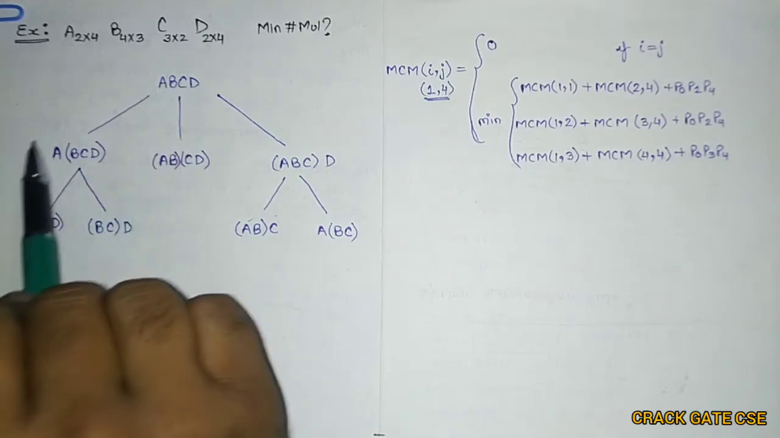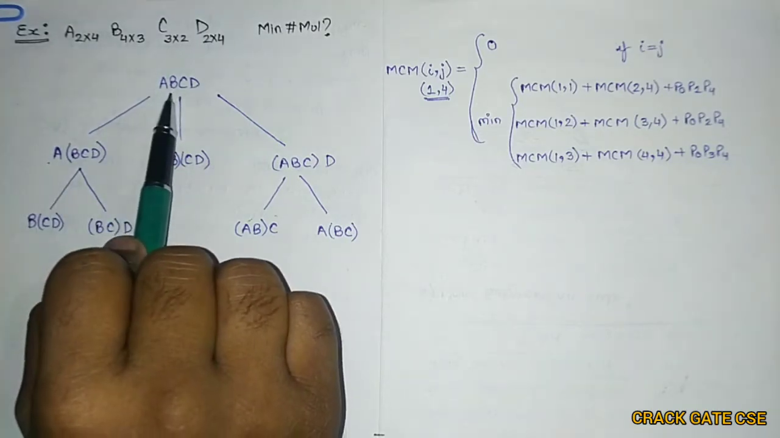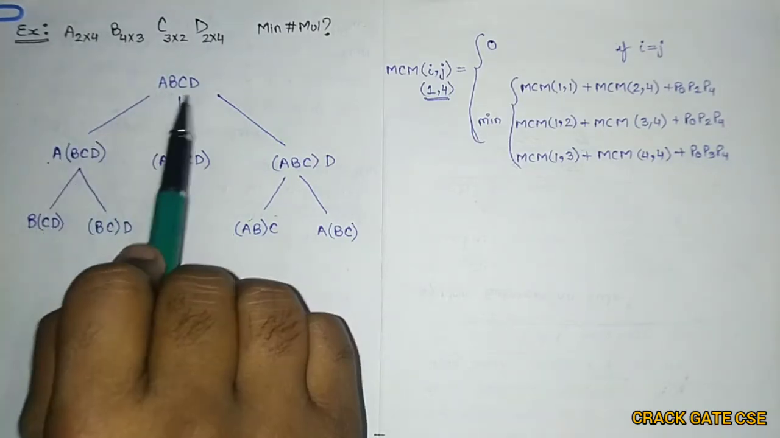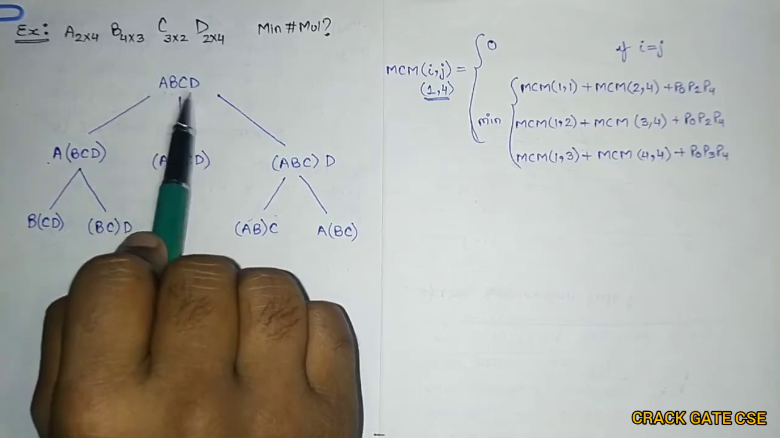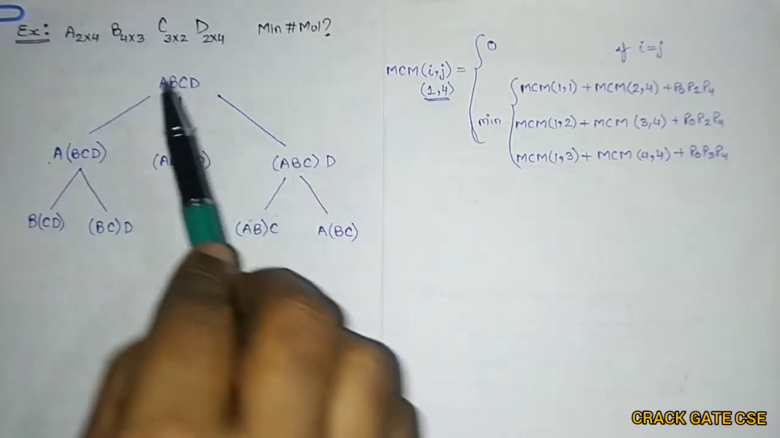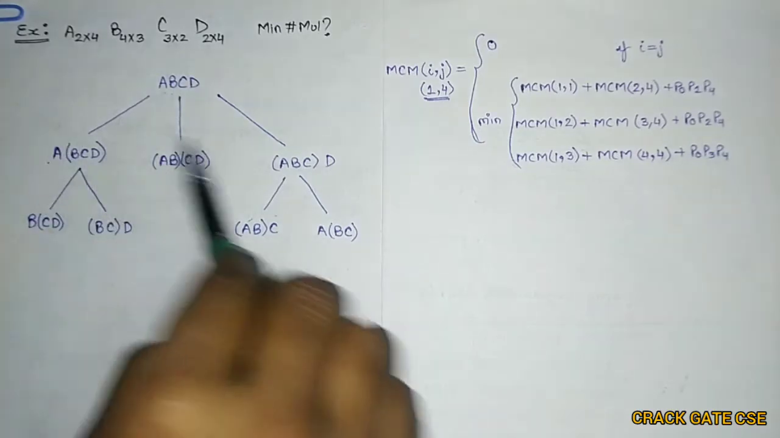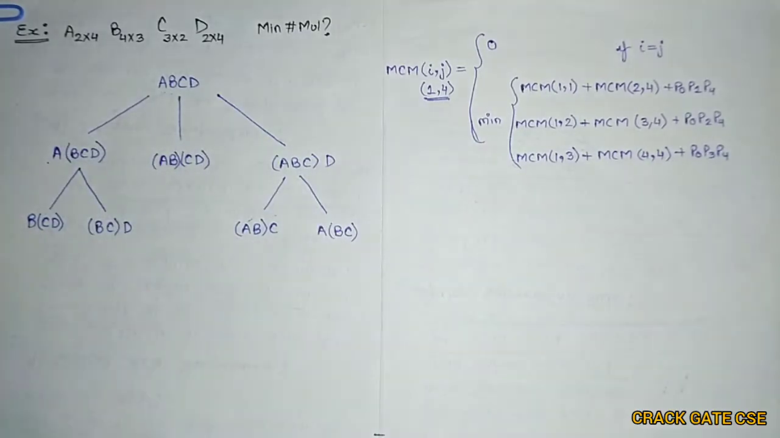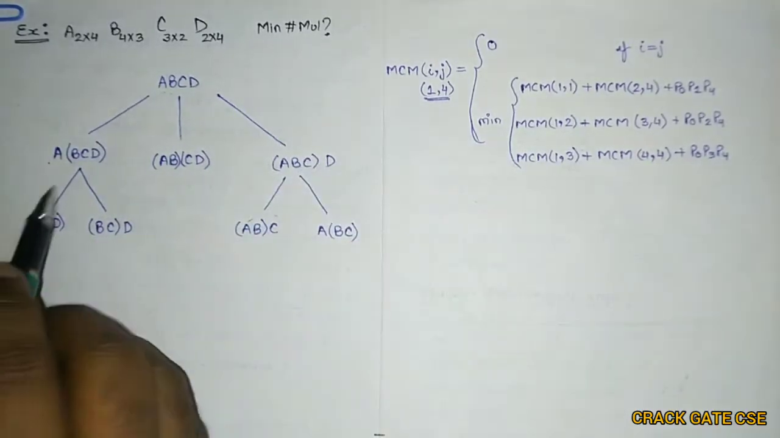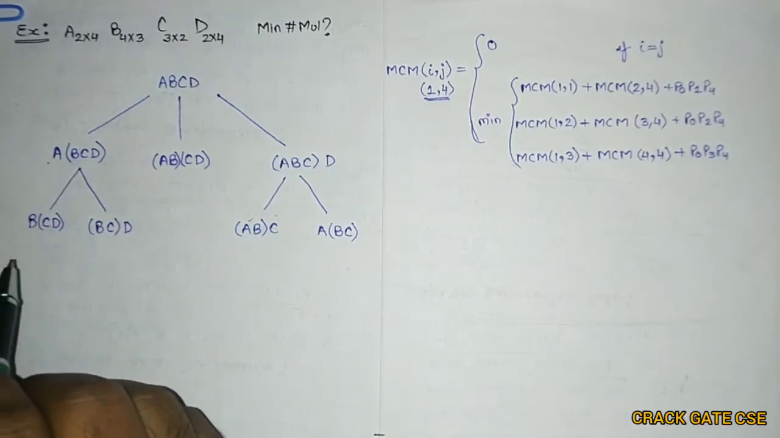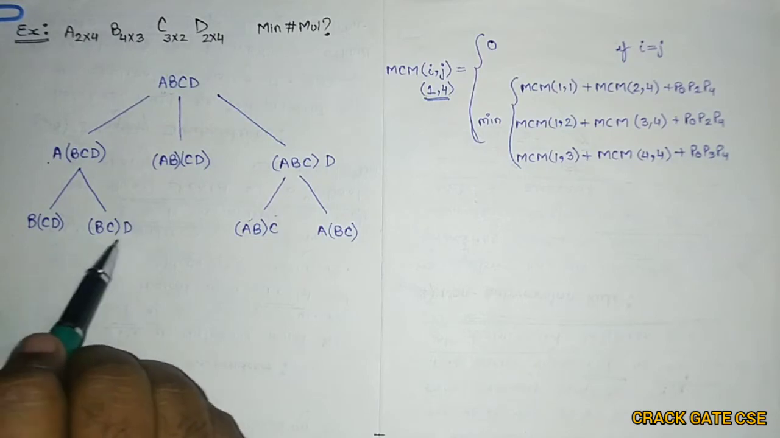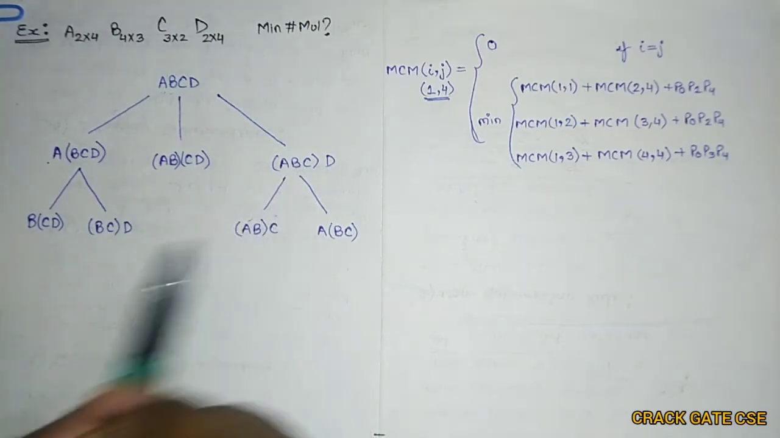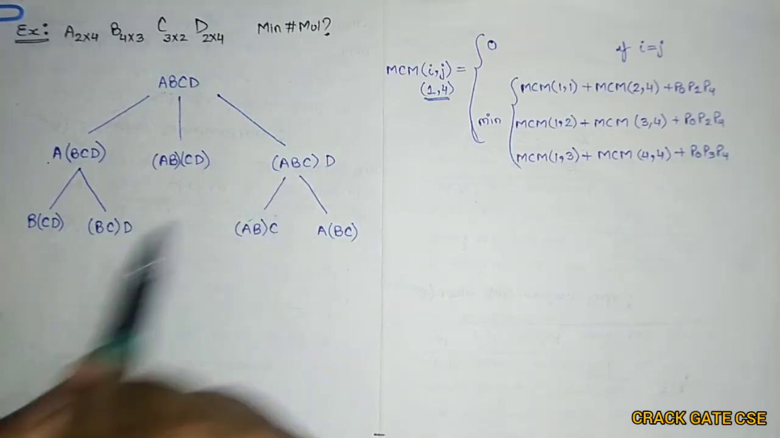I take A separately and multiply B, C, D together. The next approach is multiplying AB, then multiplying CD. The next approach is multiplying A, B, C together and D after that. Now if you expand this tree, this BCD can be multiplied in 2 ways. I explained earlier that it is B with CD or BC with D. Similarly, I expanded this ABC.